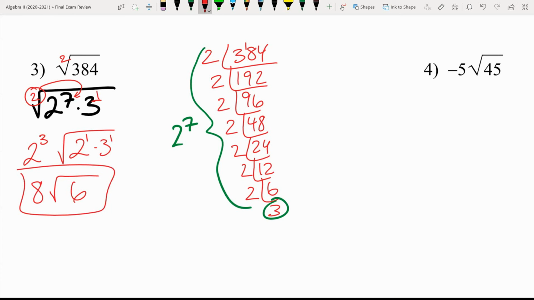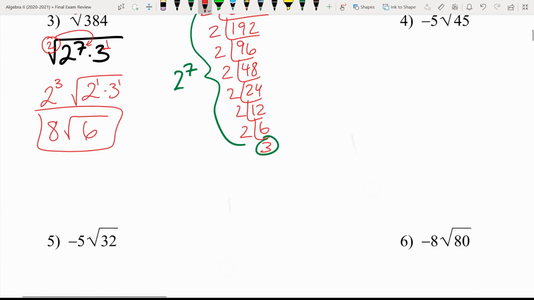So that's kind of our fallback method. If you can't see a perfect square that divides in evenly, you can always just use prime factorization, and it turns it into kind of one of the problems with the variables.